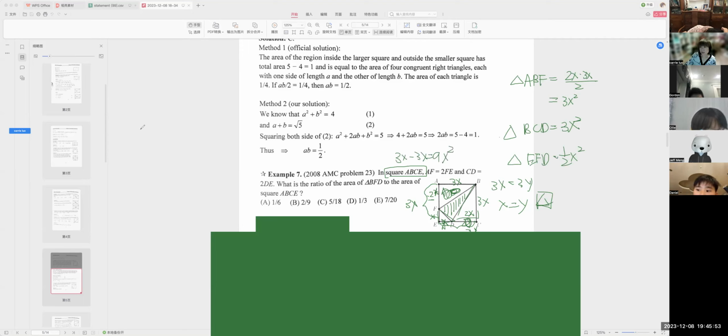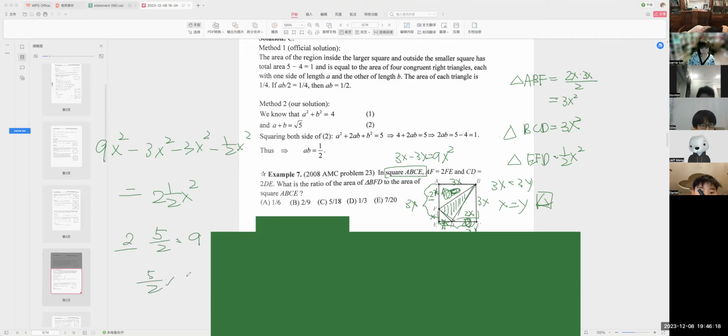So the middle one is actually equal to what? It equals 9x squared minus 3x squared minus 3x squared minus half x squared, so it equals 2.5x squared. Correct, everybody? Okay, so what is the ratio? So it's 2.5x squared to 9x squared, so it's 5 over 2 to 9.